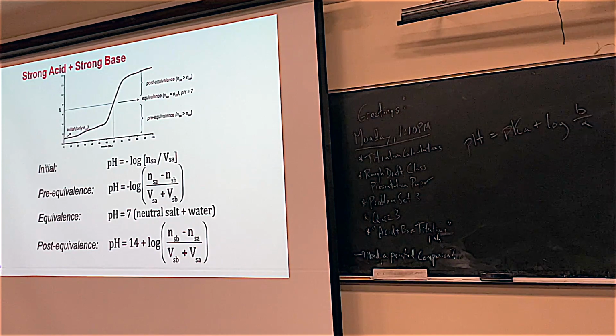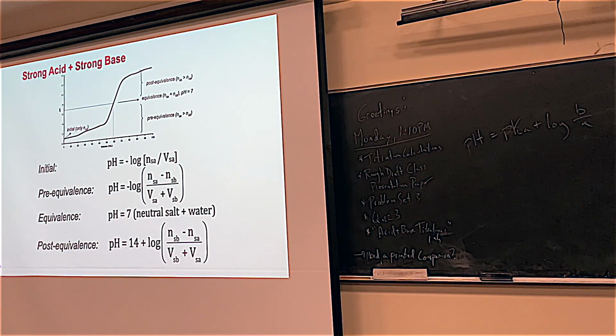Now remember, when you're doing calculations like this, initially you'll have maybe lots of pre-equivalence and you start having an error on your calculator. Anytime you have a log of 0, the calculator freaks out. So that is a good reason to go to the next equation. And this is just 1 point. So after that, you would go to the post-equivalence.